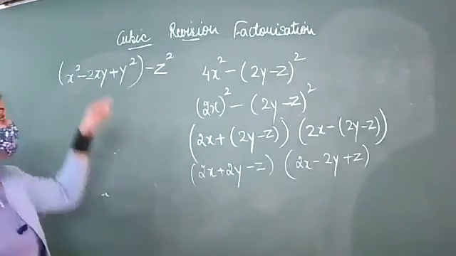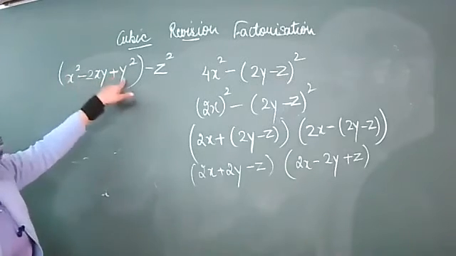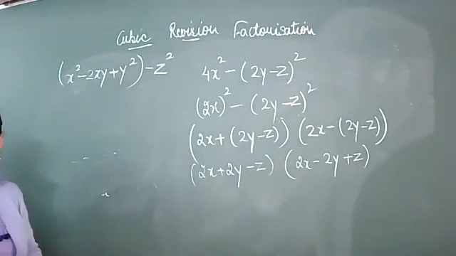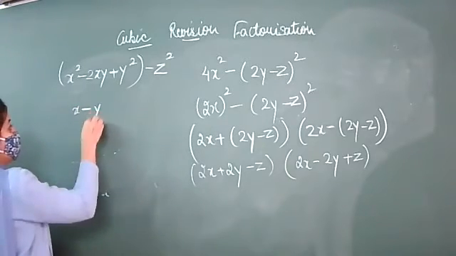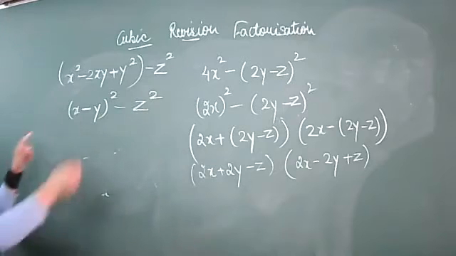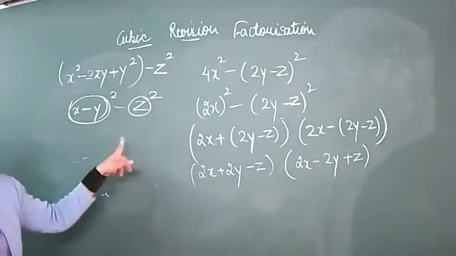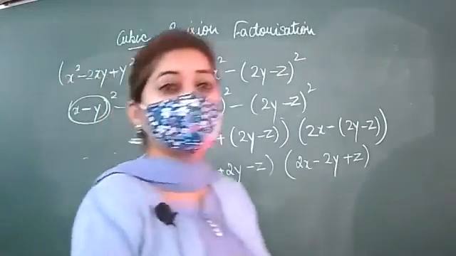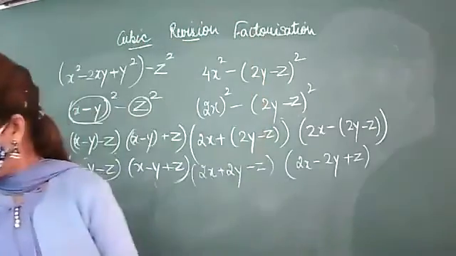What you will do? ये किसका फॉर्मूला है? सेकेंड आइडेंटिटी, a square plus b square minus 2ab क्या होता है? Yes, it's x minus y whole square, this is your z square. Again same, a square minus b square, a plus b, a minus b. Tell me the answer. Write down next question.